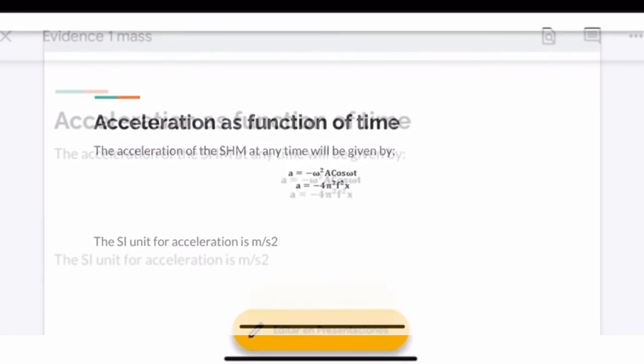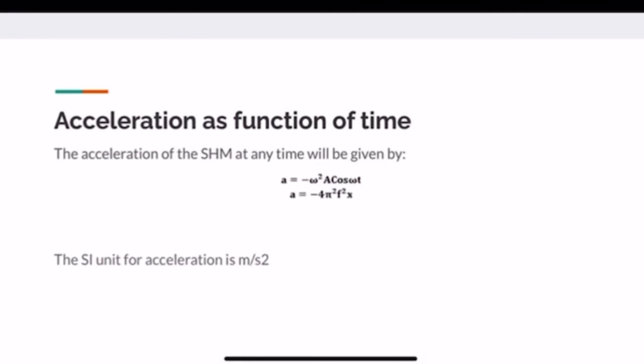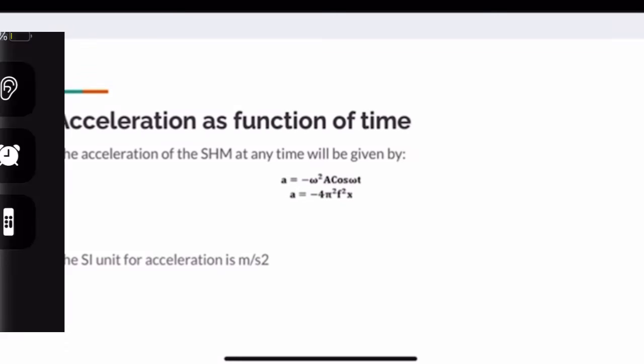Acceleration as function of time. The acceleration of the simple harmonic motion at any time will be given by the next equation. The SI unit for acceleration is meters over seconds squared.